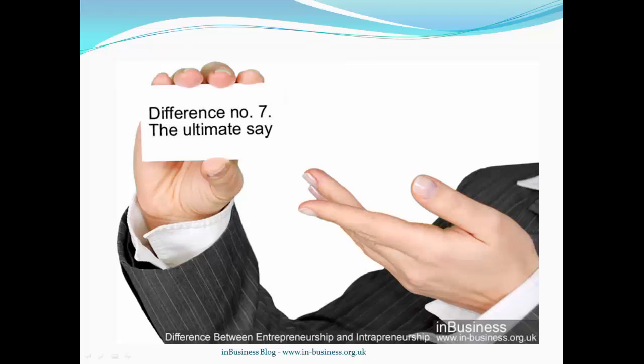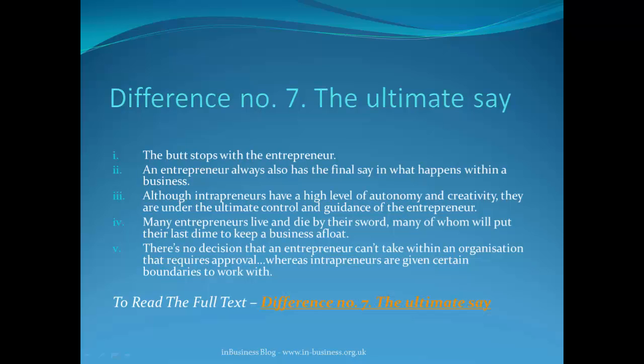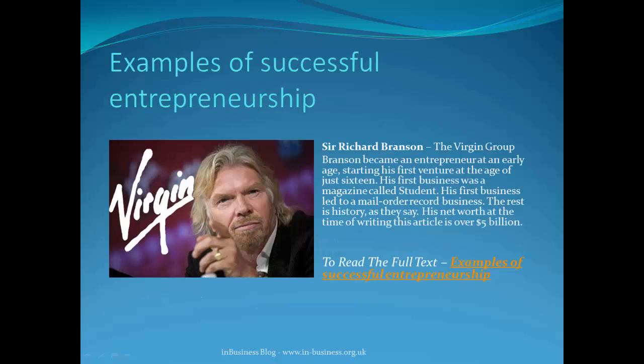Difference number 7 is about the ultimate say. The buck stops with the entrepreneur. An entrepreneur always has the final say about what happens within a business. Although intrapreneurs have a high level of autonomy and creativity, they are under the ultimate control and guidance of the entrepreneur or business owner. Many entrepreneurs live and die by their sword, many of whom will put their last dime in to keep a business afloat. There's no decision that an entrepreneur can't take within an organisation that requires approval, except in certain circumstances, for example where they have high borrowings from a bank, whereas intrapreneurs are given certain boundaries to work within.